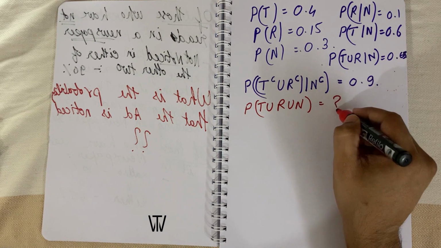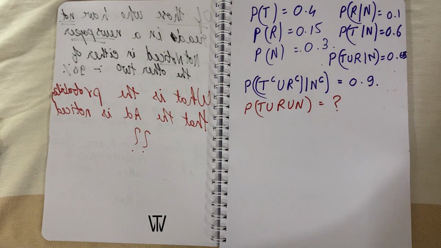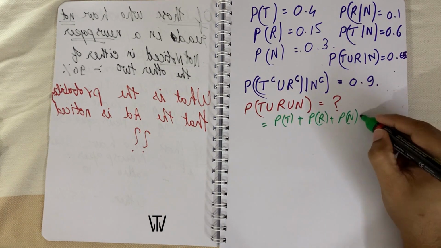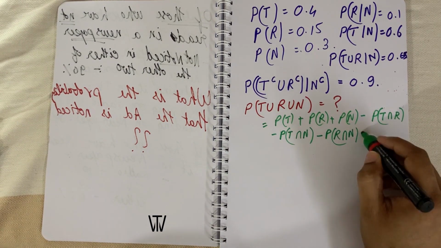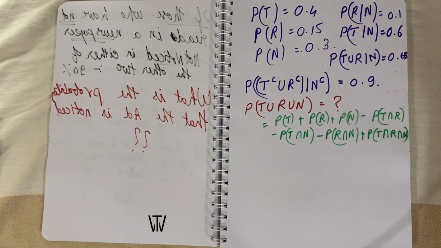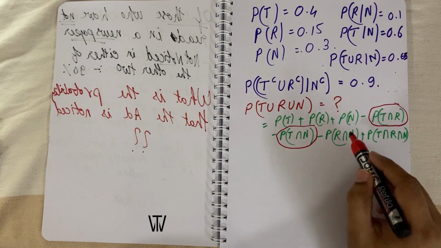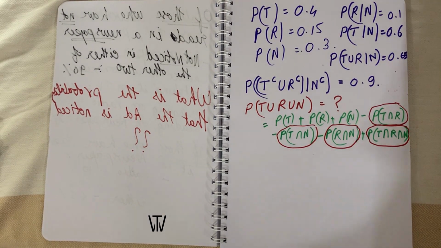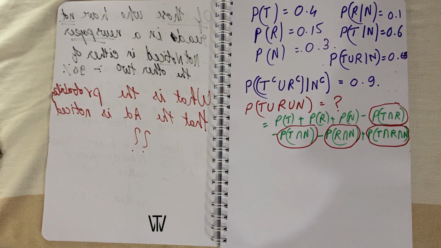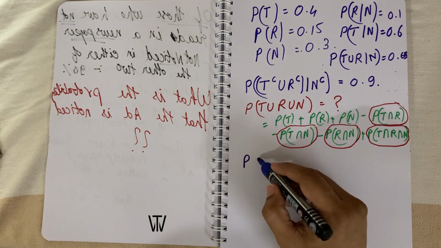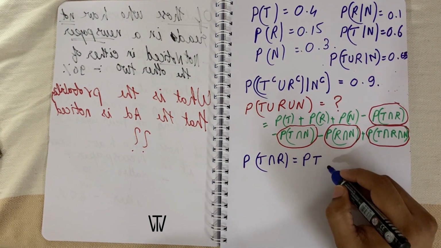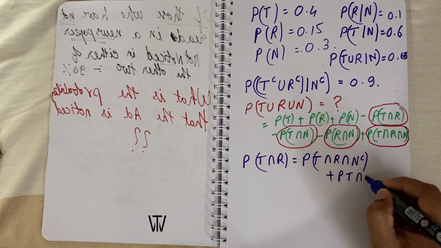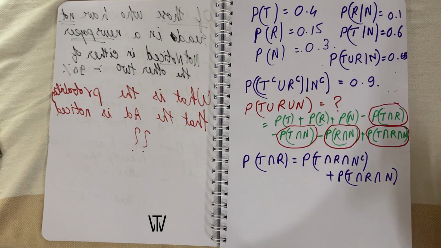From the formula, we know that it is P of T plus P of R plus P of N minus P of T intersection R minus P of T intersection N minus P of R intersection N plus P of T intersection R intersection N. Now we need to compute P of T intersection R, P of T intersection N, P of R intersection N, and P of T intersection R intersection N. So you must know that P of T intersection R equals P of T intersection R intersection N complement plus P of T intersection R intersection N, because N and N complement are the only two possibilities and they are exhaustive.